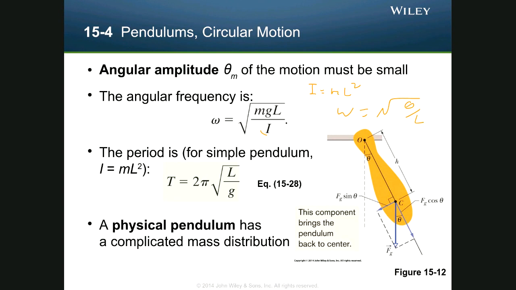And you can see that if omega is equal to the square root of g over L, the period is equal to 2 pi times the square root of L over g, solving the same way we did before.